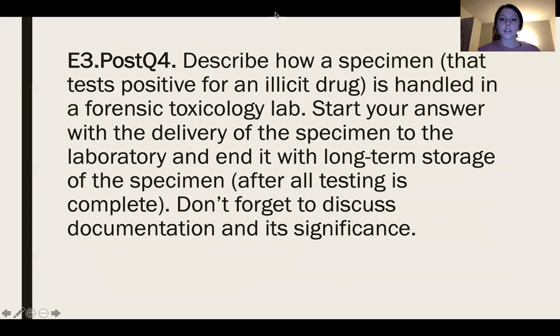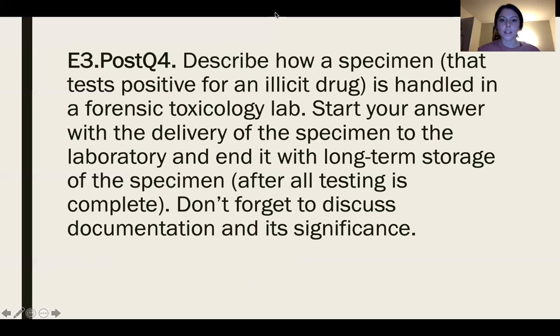Then it gets to the crime lab, and usually an evidence technician will obtain the evidence and bring it into evidence storage, where it will be stored at an appropriate temperature, once again depending on the specimen or even the drug present within the specimen.